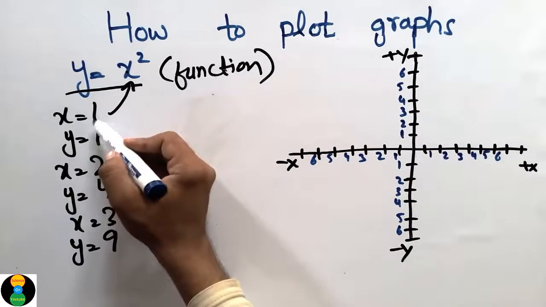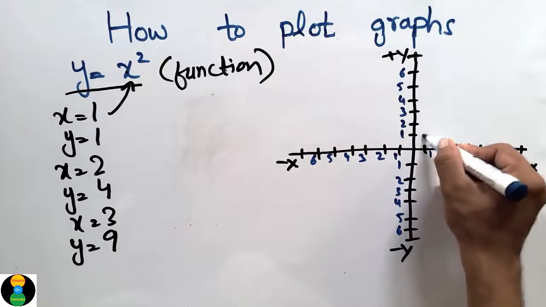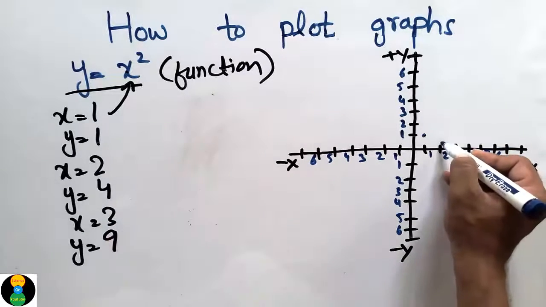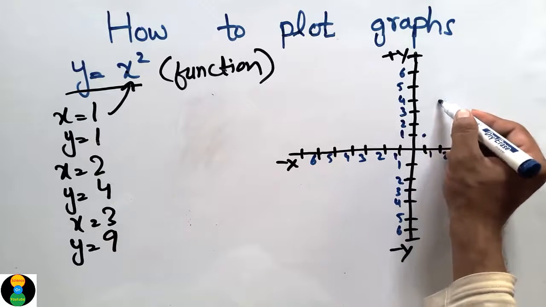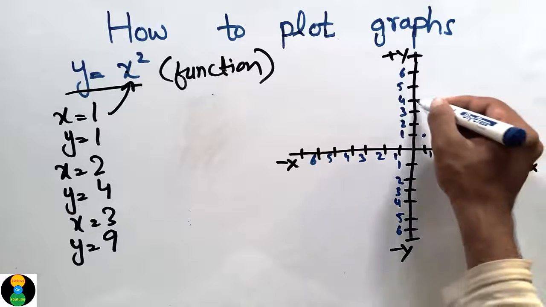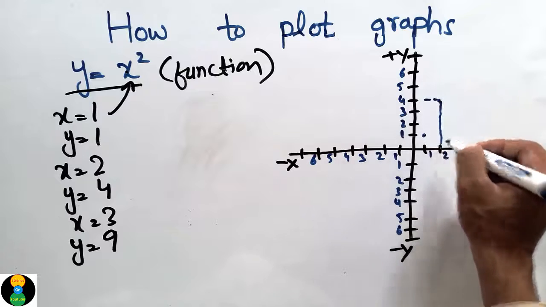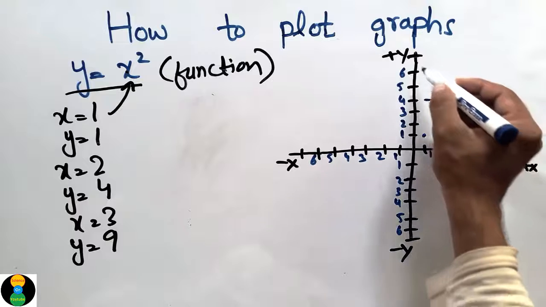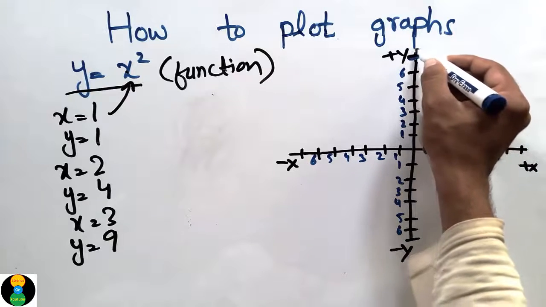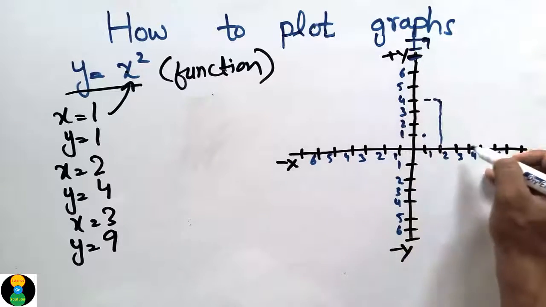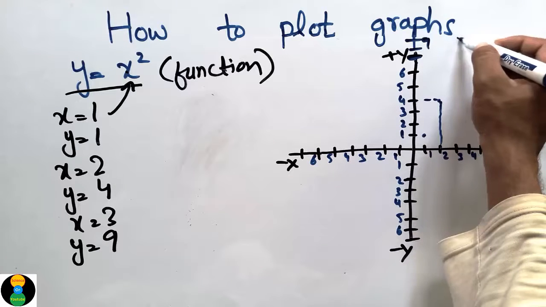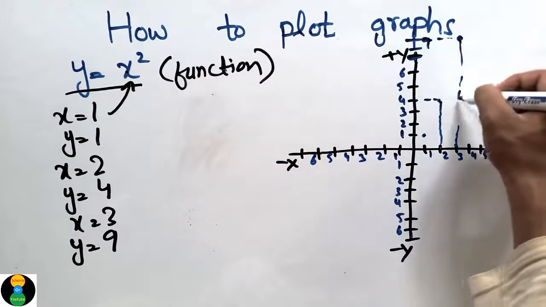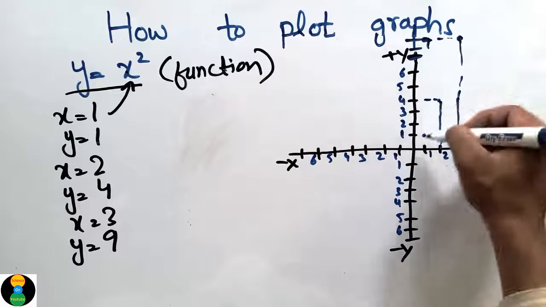So x is equal to 1, y is equal to 1. This is the point (1, 1). When x is equal to 2, y is equal to 4. Right? So this point combines these two values. When x is equal to 3, y is equal to 9. X is 3, so it's 7, 8, 9, somewhere here. So when x is equal to 3, y comes out to be 9 here. This is the point of interest. Right? So these are the 3 points here.